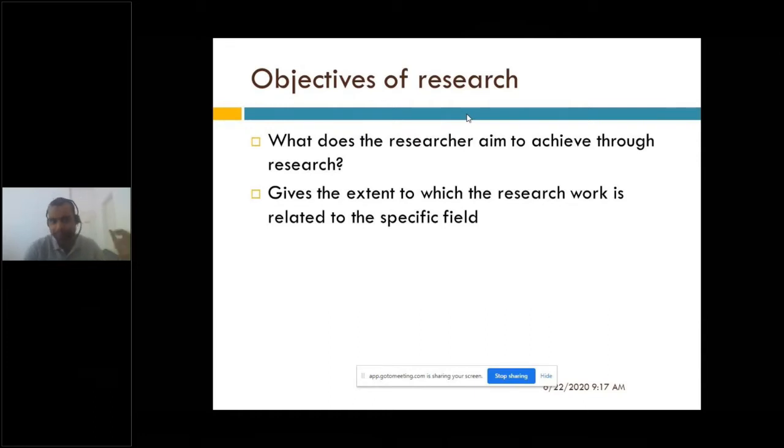Topic is in itself a single phrase, whereas we get more than one objective for that research, that will be our boundary wall for the pursuit of knowledge. What does the researcher aim to achieve through research? Means what exactly the research is trying to do. So that should be covered in the objective. It gives the extent to which the research work is related to the specific field.